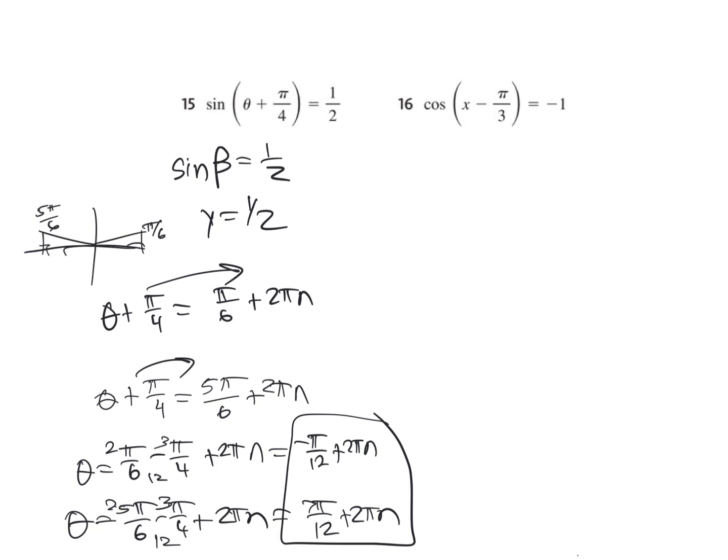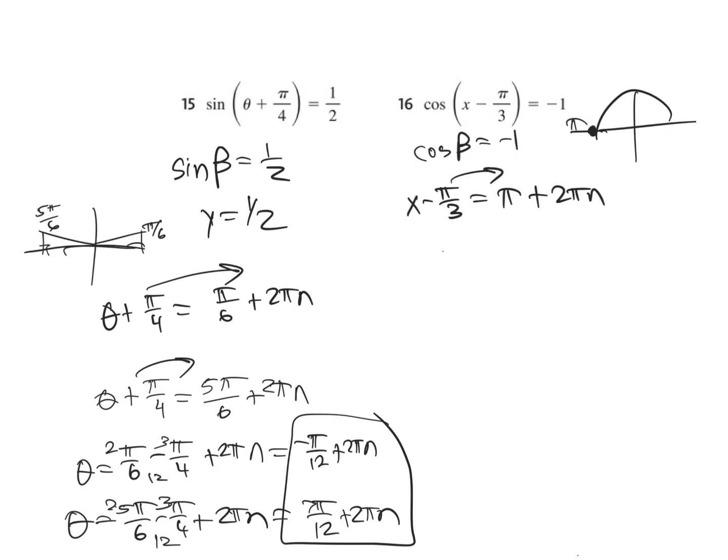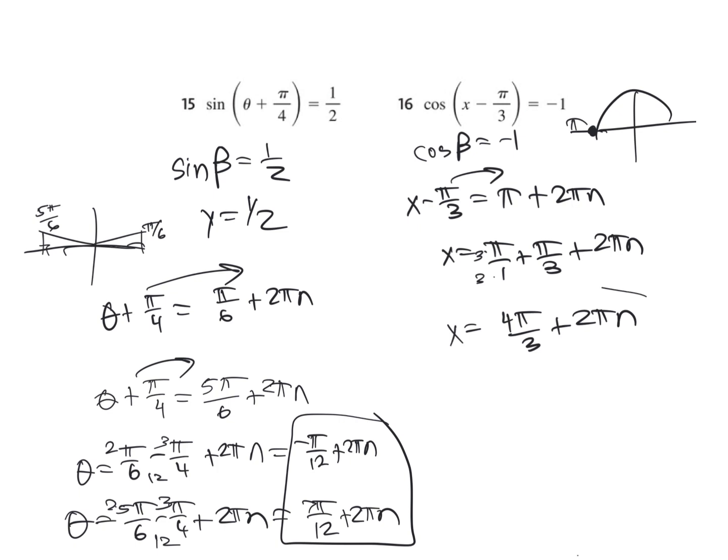16, same thing. The cosine of beta equals -1, whereas x equals -1. X is -1 right here at pi. So you have x minus pi over 3 equals pi plus 2 pi n. So we're going to add pi over 3 to the pi, and here plus 2 pi n. Common denominator is 3, so we multiply by 3. So 3 pi plus pi is 4 pi over 3 plus 2 pi n.